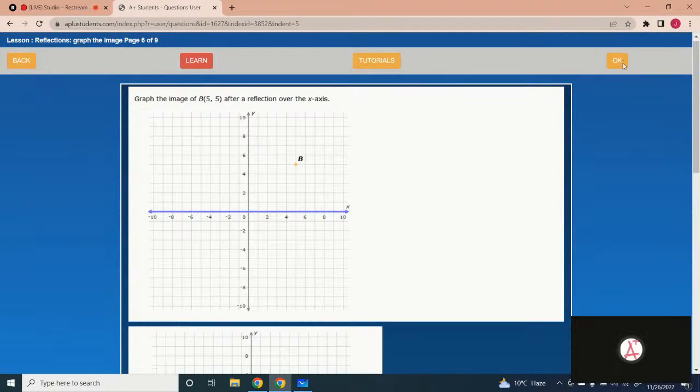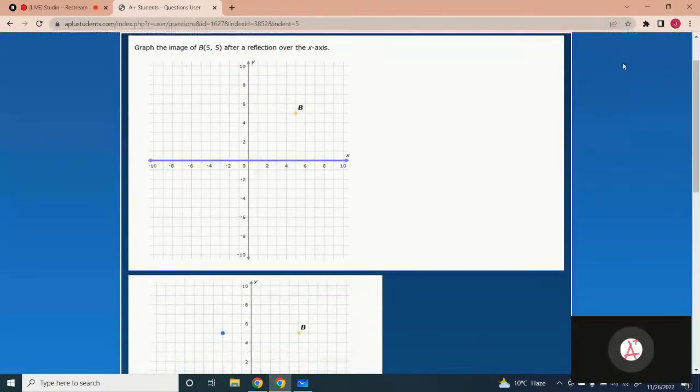Okay, graph the image of B (5, 5) after a reflection over the x-axis. So what are the new coordinates? What are the new coordinates? What are the new coordinates?